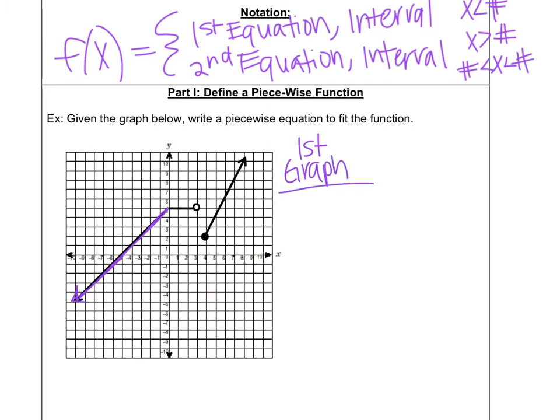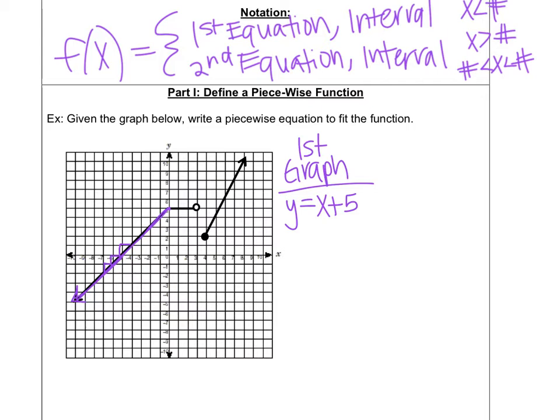Okay, so remember that we need to use y equals mx plus b whenever we're writing an equation for a linear graph. So we need to figure out what the slope of this is. Well, it looks like it's going up 1 over 1, so it'd be positive 1 for the slope, and then the y-intercept is right here at positive 5. So this would be y equals x plus 5.